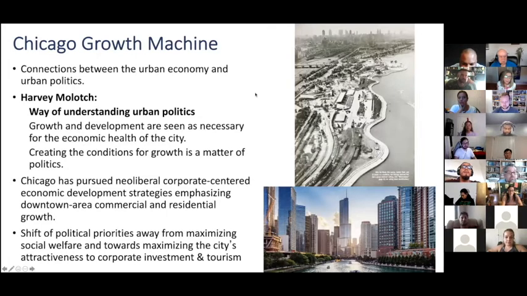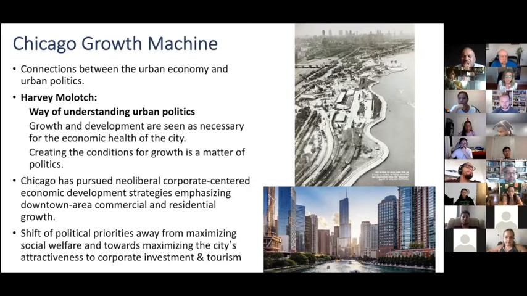One of the theories that you're going to, yeah, good, Tony. Yes, it's systemic. It's entrenched. You're exactly right. One of the theories that you're going to read about, you're going to hear a lot about in this class is the growth machine, urban growth machines. And this is a way of understanding urban politics. And it's one in which growth and development are seen as being necessary for the economic health of the city. But creating those conditions in and of itself is political.